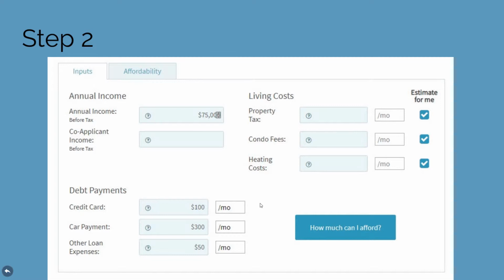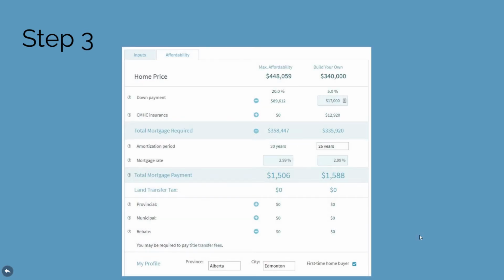On the right over here is the living costs, where it includes property taxes, condo fees, and heating costs. Those come into play in the gross debt service ratio as well that I was talking about. You can actually put your own numbers in here, or you can just get it to estimate it for you. When you're first getting started, it's probably easier to just get them to estimate it for you. After you've filled out that information, you click this button, how much can I afford, and it will bring you to a screen like this.